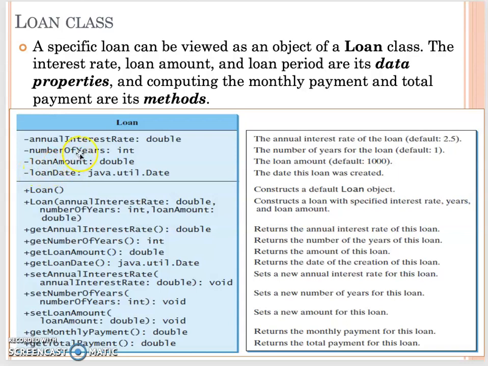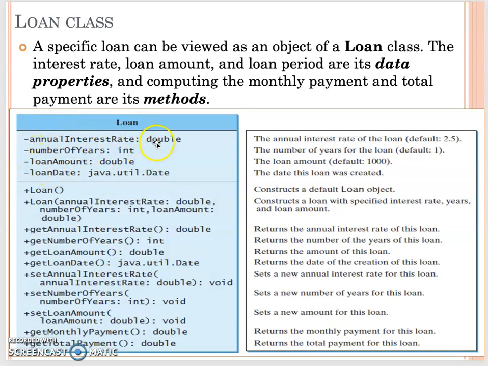Since you make a loan, I need to have the annual interest rate. I should have how many years I want to borrow and the loan amount. And the next one, maybe we'll forget, but now let me show you, that's the loan date. Because when you create a loan, we need to use this date to start calculating each month which day you will pay the monthly payment and which day is your maturity date. So that's how we have a date object. So then you can see here we have the data attributes and the data types.